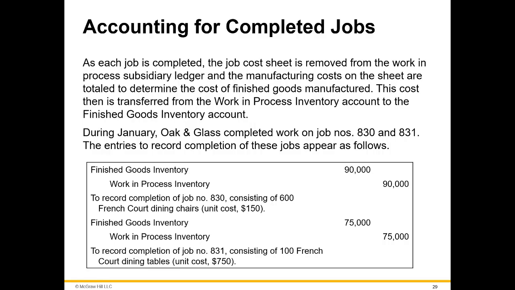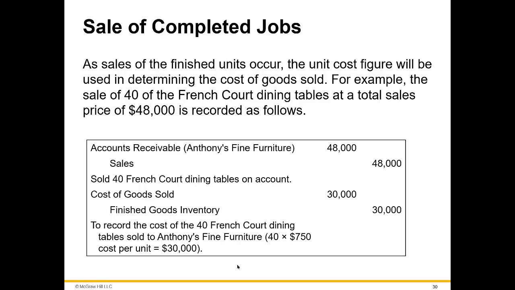So now going back to the scenario we've been talking about, Job 830, Job 831, as they're completed, they're going to be transferred from work in process to finished goods inventory. And so this just comes right off those T accounts from earlier. But we can see we did 90,000 to make 600 of them for $150, or 75,000 to make 100 French court dining tables. Job 831 will be $750 a piece.